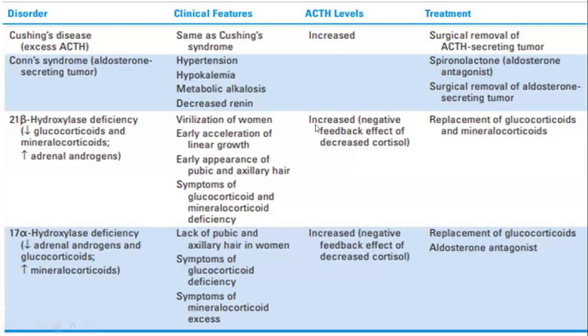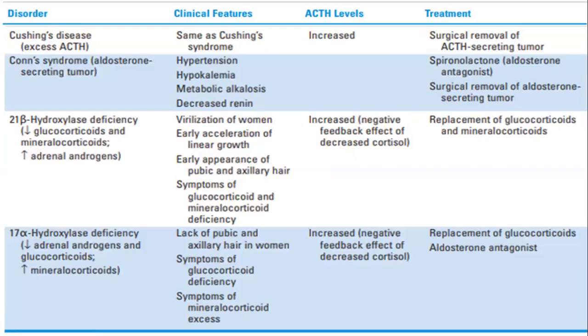And then I mentioned that your 21 beta hydroxylase deficiency is characterized by increased adrenal androgens. Okay, so this is because I mentioned that in 21 hydroxylase deficiency, there is an accumulation of your 17-hydroxyprogesterone. And accumulation of 17-hydroxyprogesterone would lead to production of more adrenal androgens, thus causing increased levels of your urinary 17-ketosteroids.